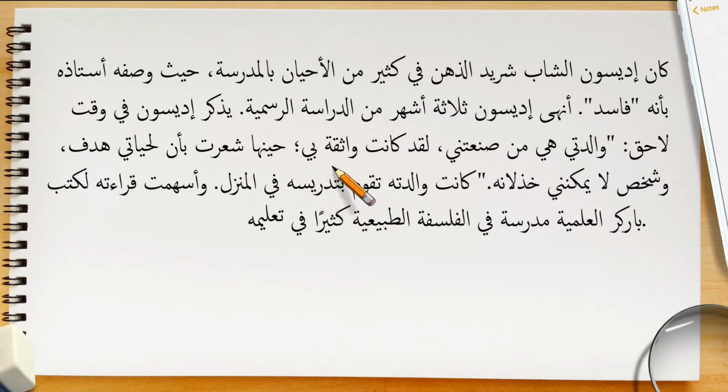Okay, so she was واثقة بي. She trusted in me. Edison is saying that. حينها, then. حينها is a phrase. حين, you know, we had it here. أحيان is the plural of حين. It means times. حينها is another phrase. When حين gets ha, it means then, at the time. Then, شعرت بأن لحياتي هدف. Then I felt. شعر means feel.